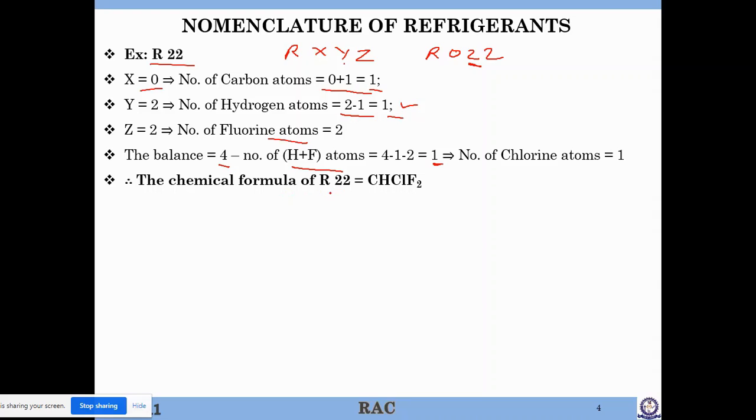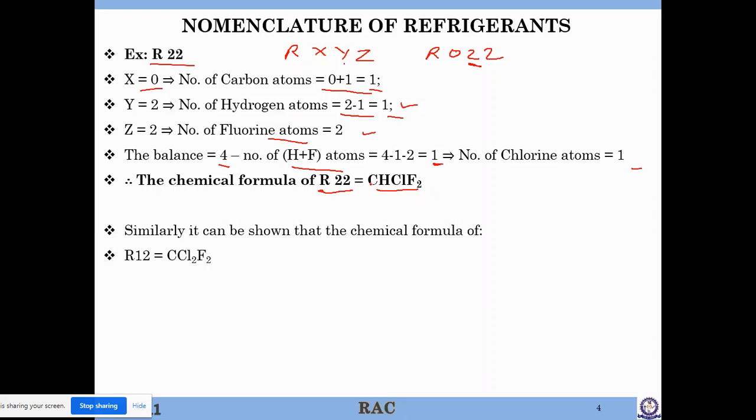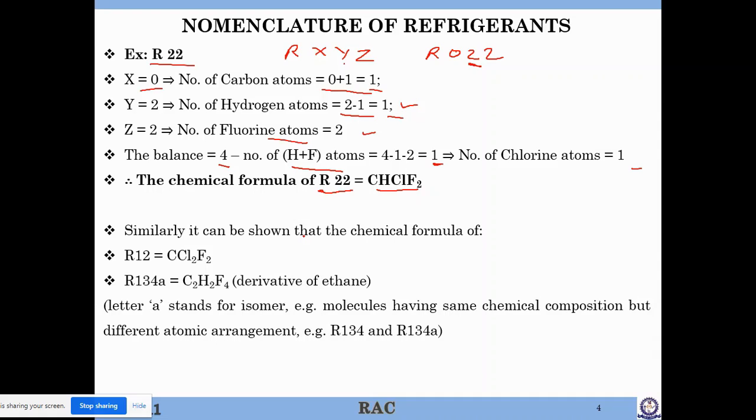So the chemical formula for R22 we can say is CHClF2, difluoromonochloromethane. Fluorine atoms are 2, chlorine atoms 1, and the remaining hydrogen atoms are 1 and carbon 1. In this procedure, we can find out the chemical formula for R12 is CCl2F2.